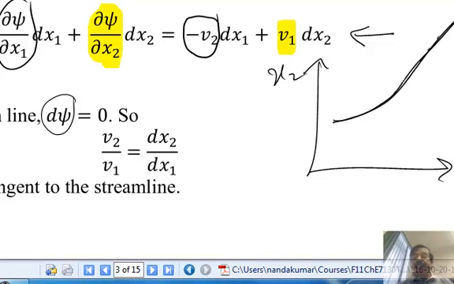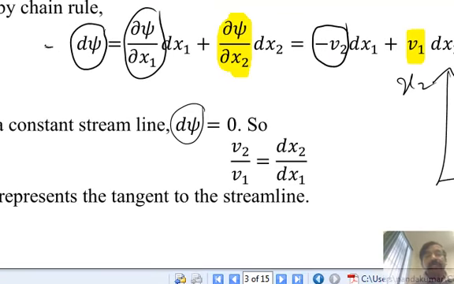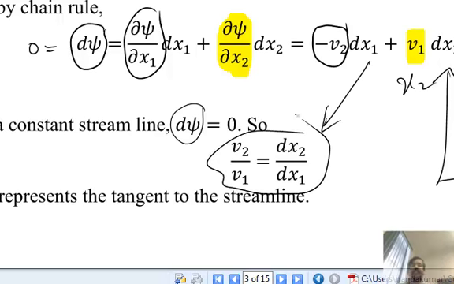Okay? That means if I take 2 points that are close to each other, there is no variation in their stream function values. They have the same function values. So d psi is equal to 0. So by setting d psi equal to 0 in this equation, I can rearrange that equation as v2 over v1 equals dx2 over dx1.